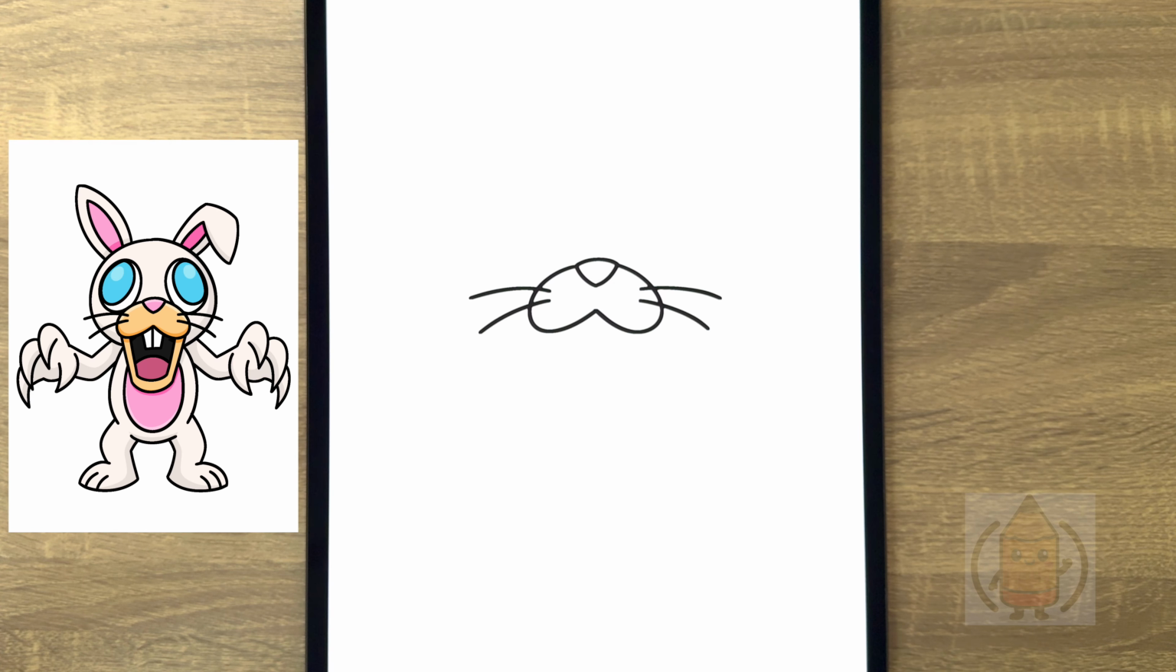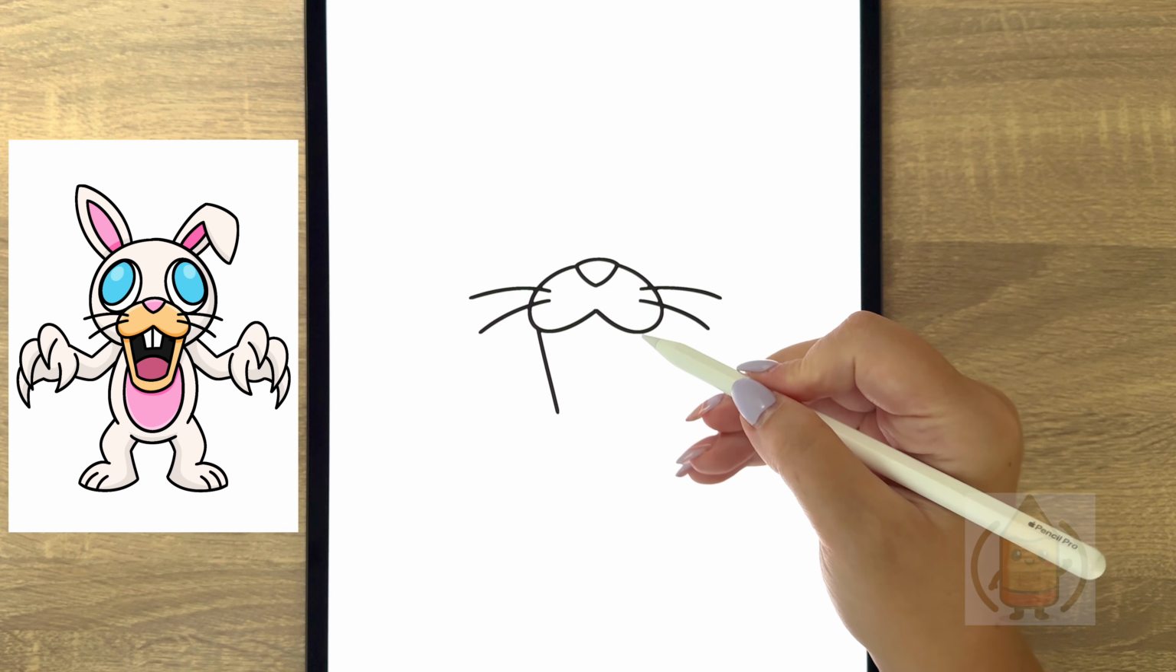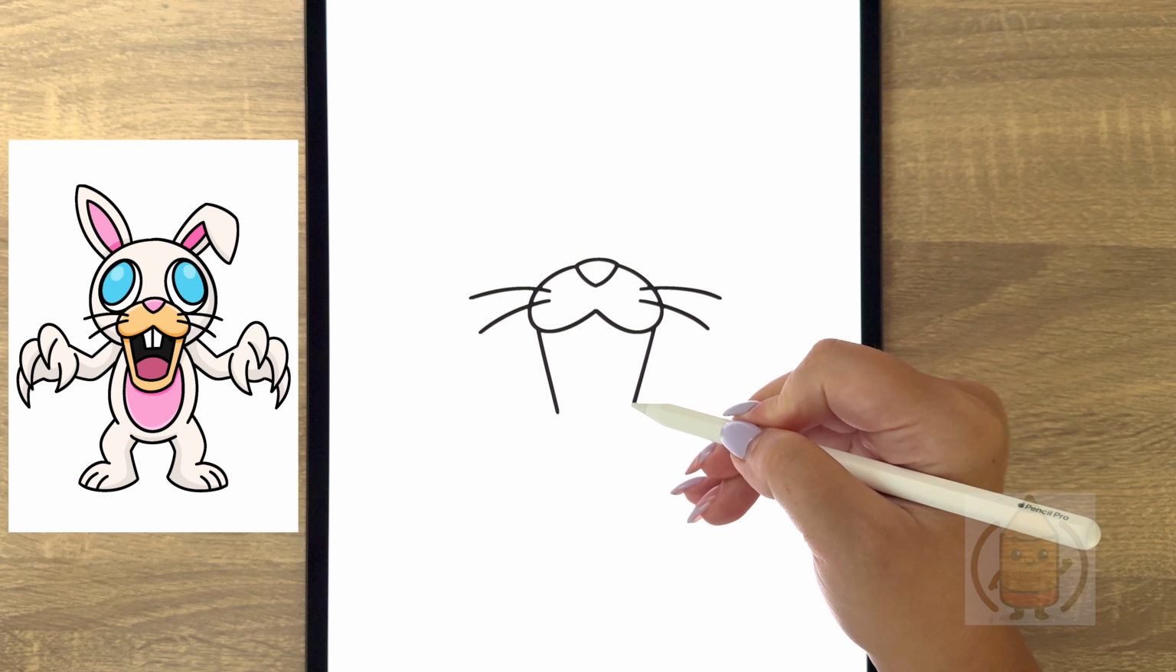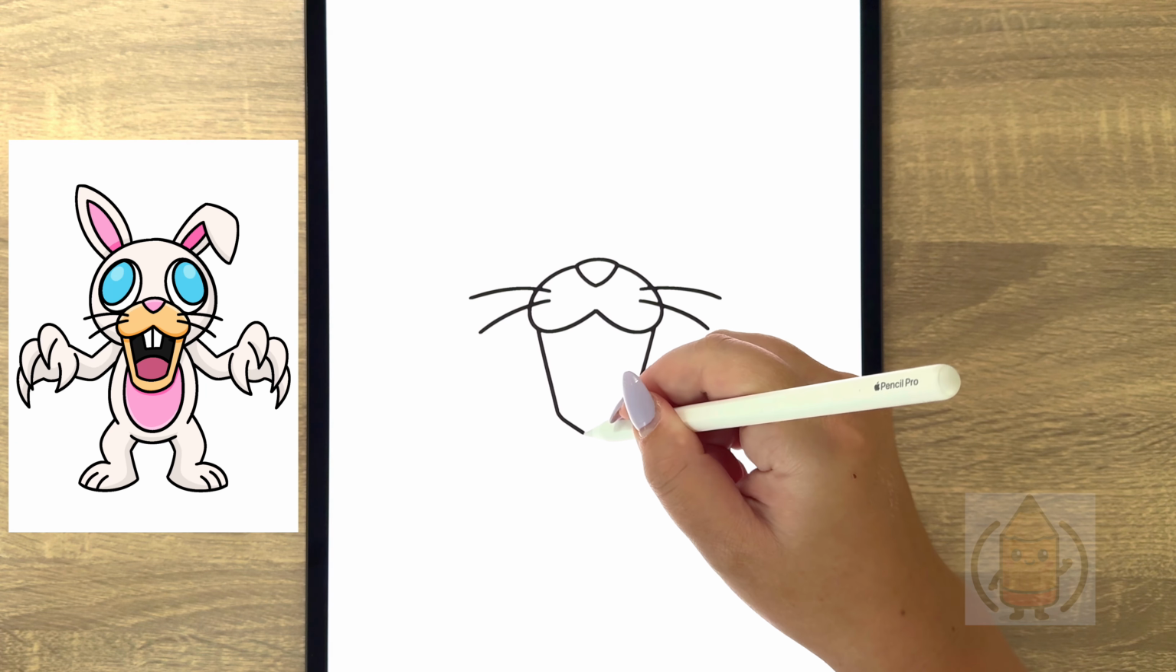Now let's close off the mouth. So starting on the left, we're going to draw a diagonal line coming down. We're going to do the exact same thing on the right, ending that at the same height. Let's close off the chin with a curved line.